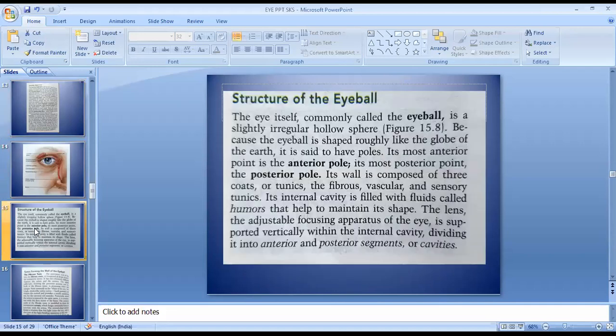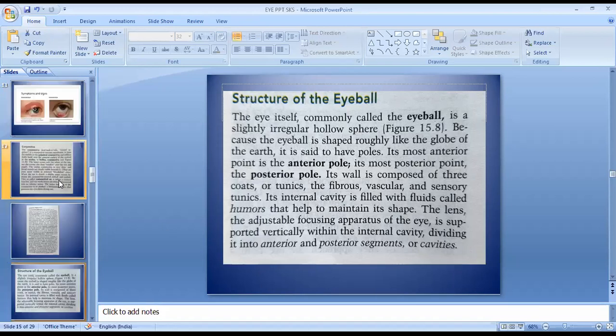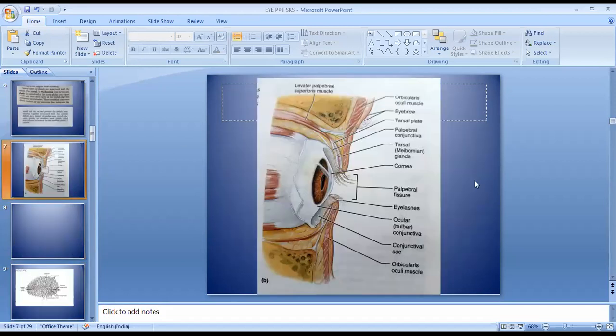Now, structure of the eye. So gradually we are entering the actual part of the eye. Eyeball. Now here, structure of the eyeball. The eye itself, commonly called the eyeball, is a slightly irregular, hollow sphere. Because the eyeball is shaped roughly like the globe of the earth, it is said to have poles. So it has an anterior pole and a posterior pole, something like this, anterior and posterior.